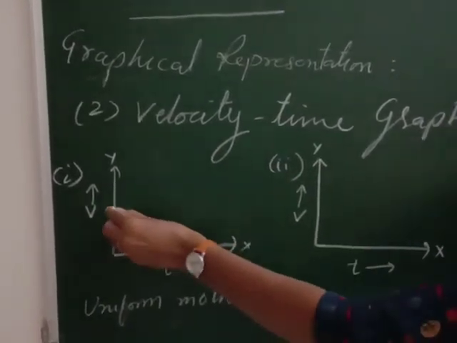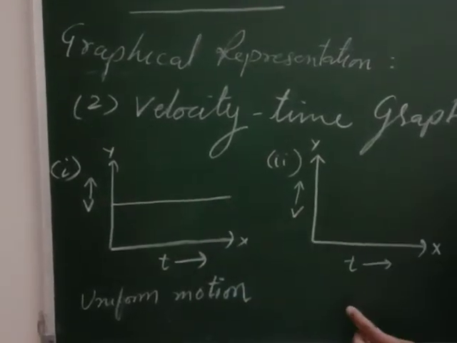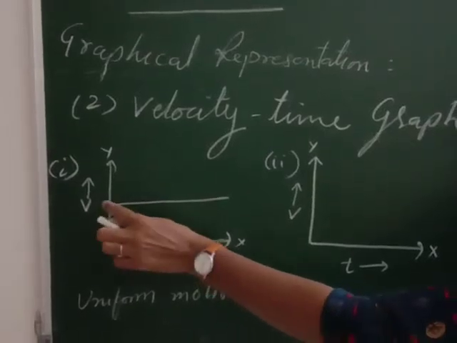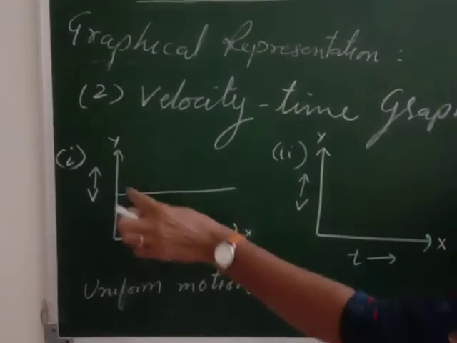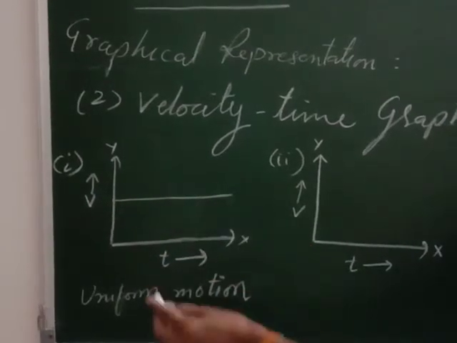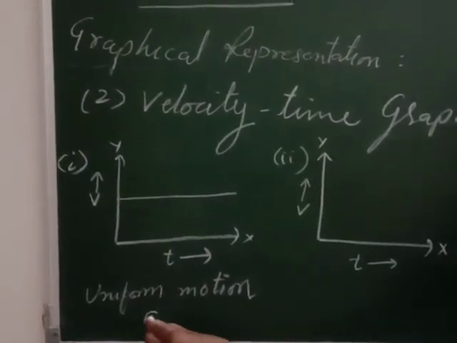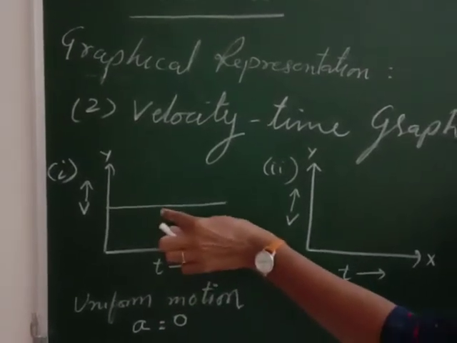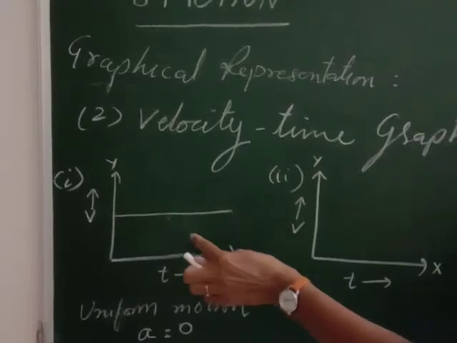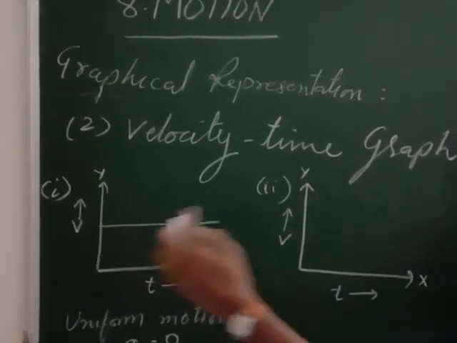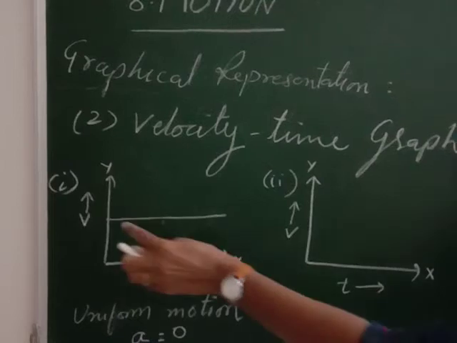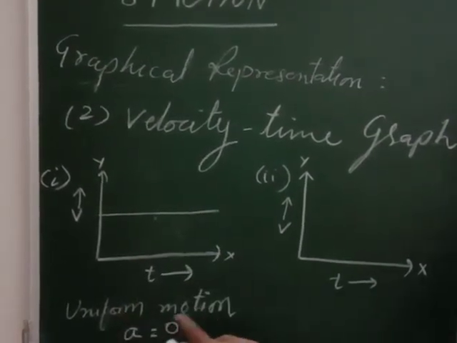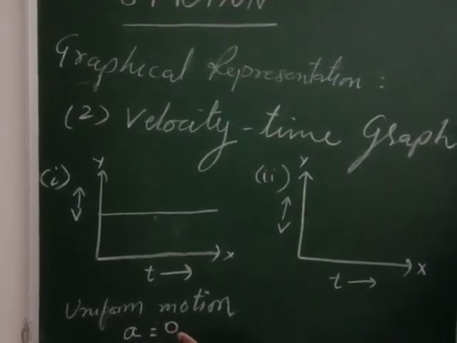Okay, if I am getting a line parallel to the x-axis, then it is uniform motion. That means the velocity is constant. The velocity is not increasing, the velocity is not decreasing. Velocity is constant, so it is uniform motion and acceleration is 0 here. So this type of graph in a velocity time graph represents uniform motion where a is equal to 0, where velocity is constant.